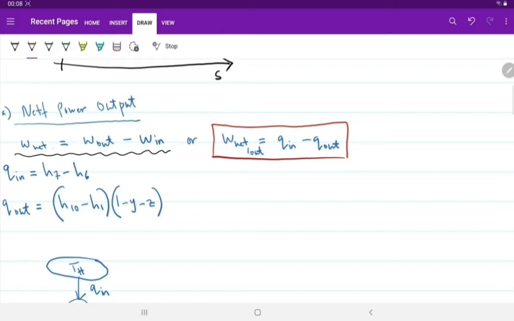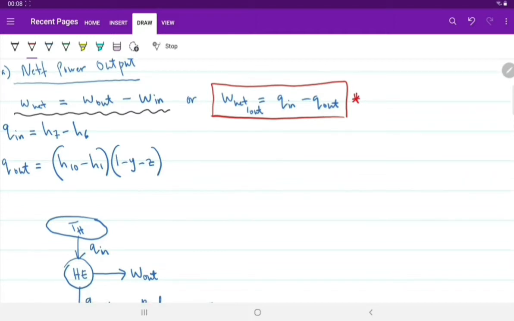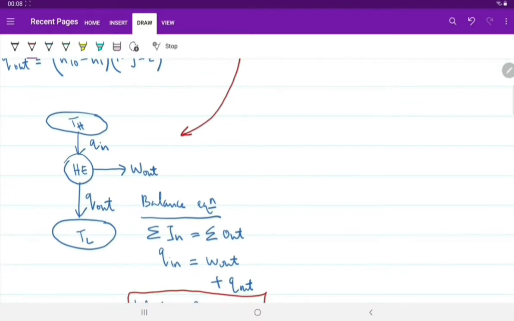Okay, this is the common one. W net should be W out in the turbine minus W in from the pump. Or we can also use the equation W net equals Q in minus Q out. So if you look at this equation, you might be asking, how do I get to that equation? So you have to recall back, let's recall our fundamentals of the heat engine diagram.